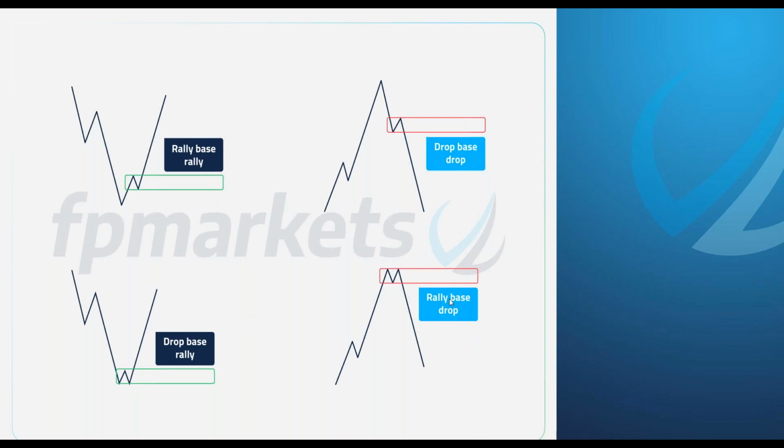And look, the rally base drop is simply the same as a drop base rally. It forms a top or a cap again in an uptrend, or can form within downtrends and can be ideal areas to sell off from, should I say.